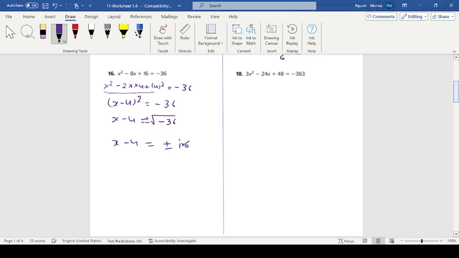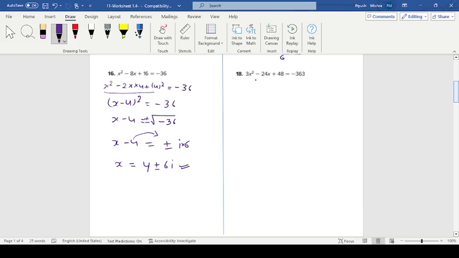Okay, so this is 6i, you can see. Now 4 will come this side, so I can write x is equal to 4 plus minus 6i. Okay, so one time you will be taking plus and one time you will be taking minus. So this is your answer. Same way I will be doing this one.